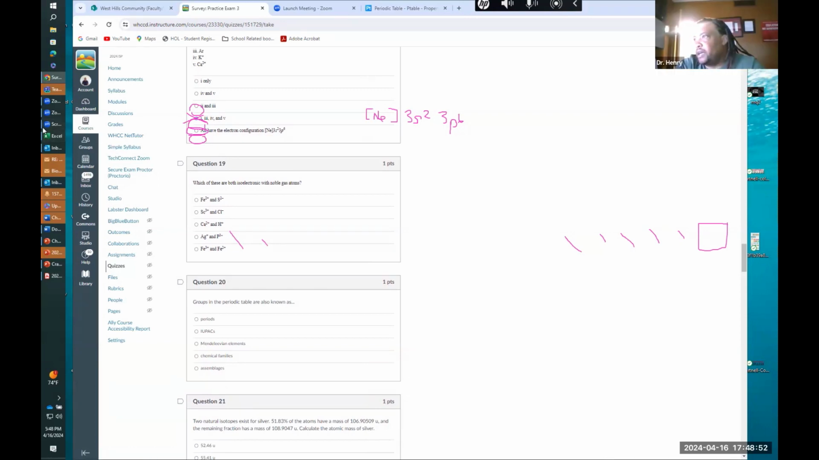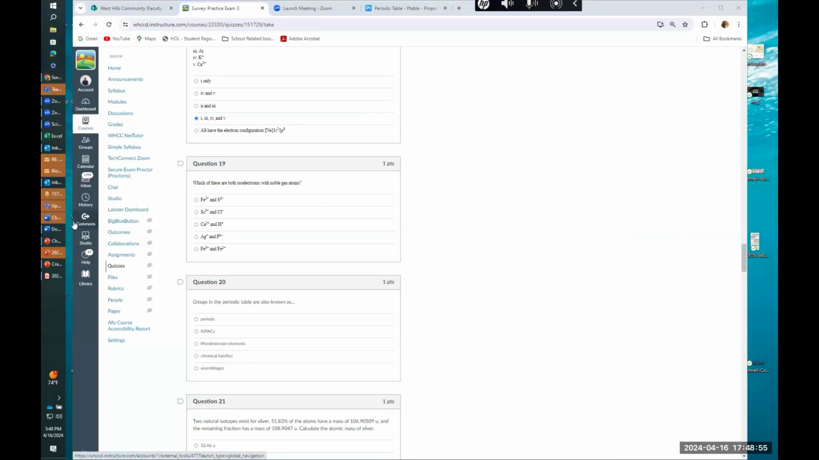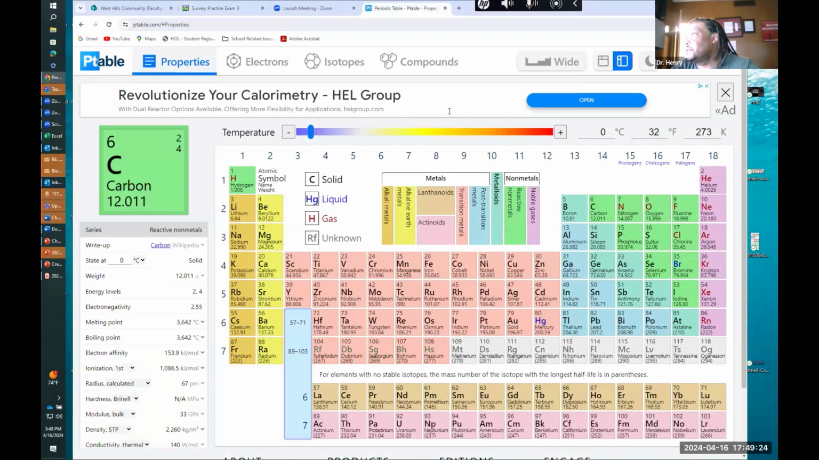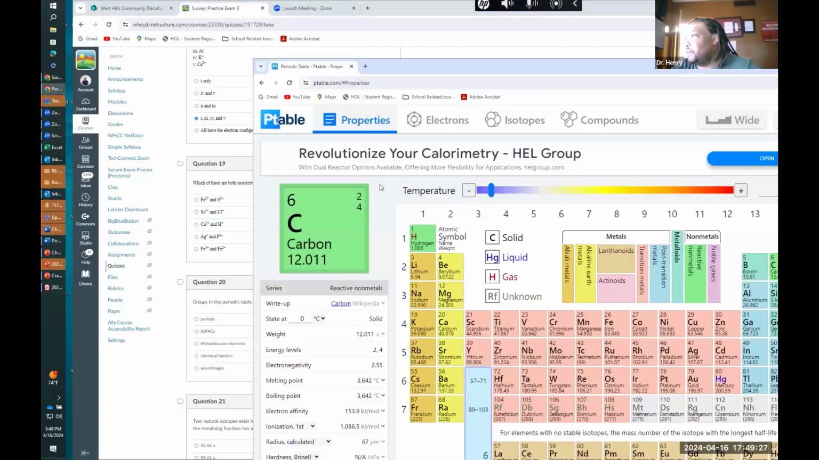Okay. Which of these are both isoelectronic with noble gas atoms? What is isoelectronic? It means it has the same number of electrons. So kind of like what we did with the other ones, K plus and Ca2 plus being isoelectronic to argon. It just means same number of electrons. Let's put this right next to each other and make it a little smaller.